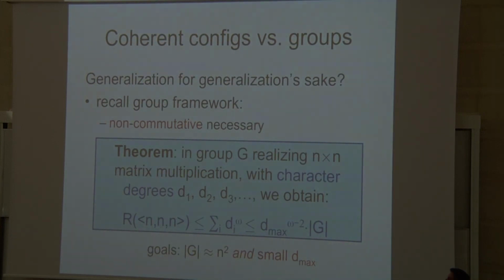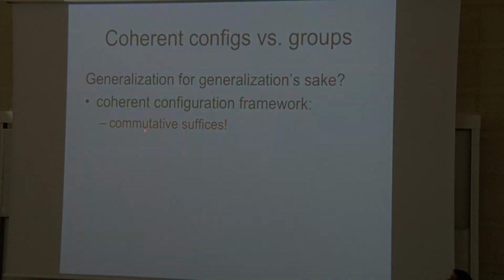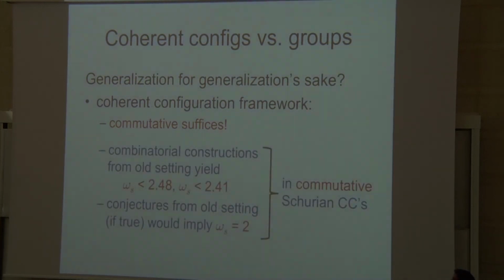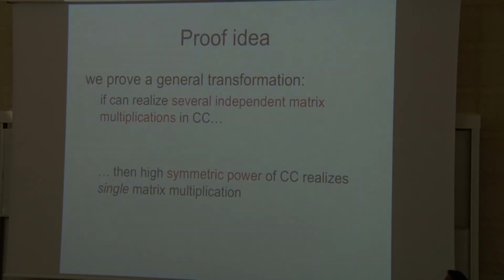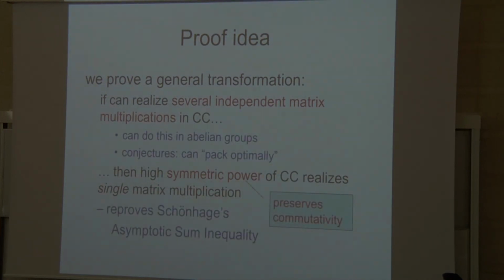In the case of coherent configurations, we can prove that under any of the conjectures that I mentioned along the way, commutative coherent configurations suffice, which means you don't have to think about the representation theory of these objects. Any of those conjectures imply that a commutative Sturian coherent configuration, one that's based on a group action, it turns out, would suffice to imply omega is equal to 2. I was going to say how that happens, but let's not worry about that.